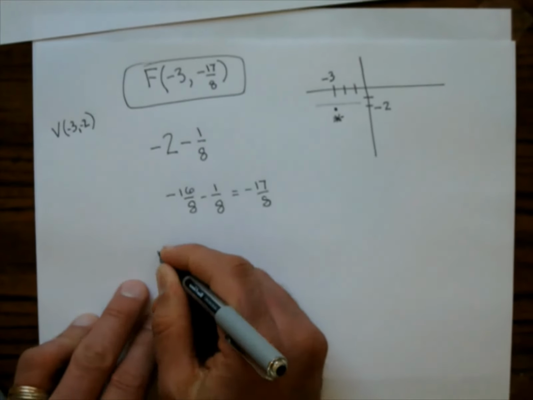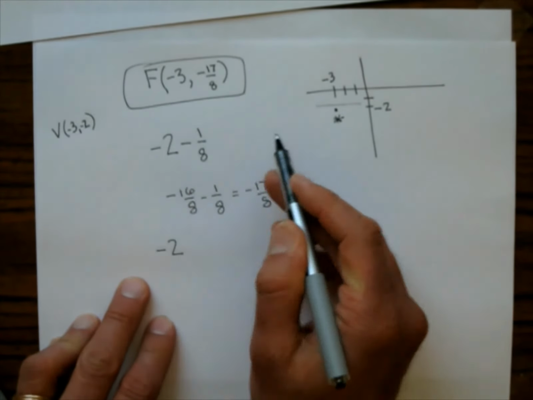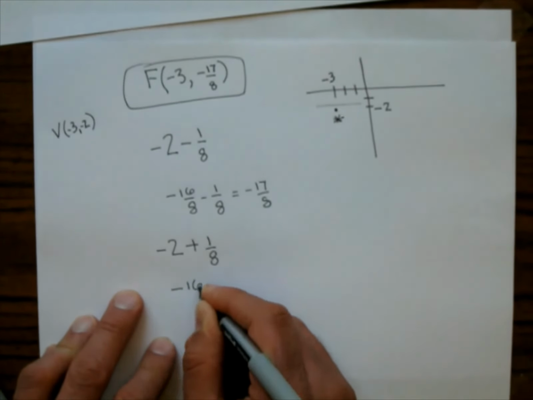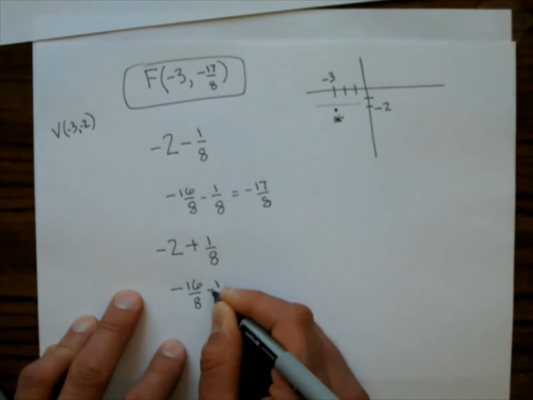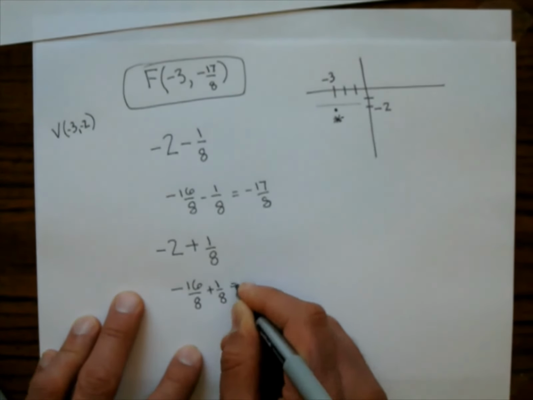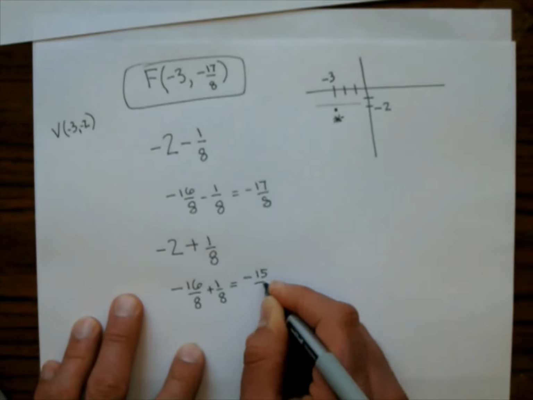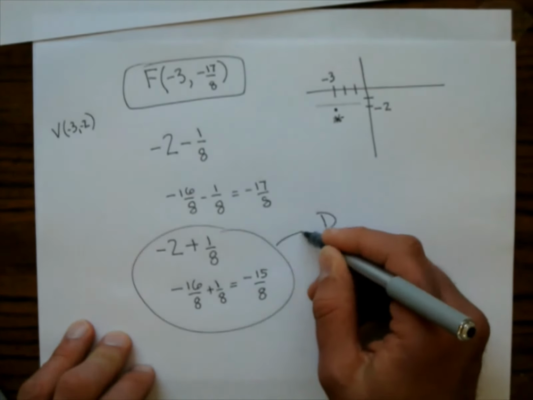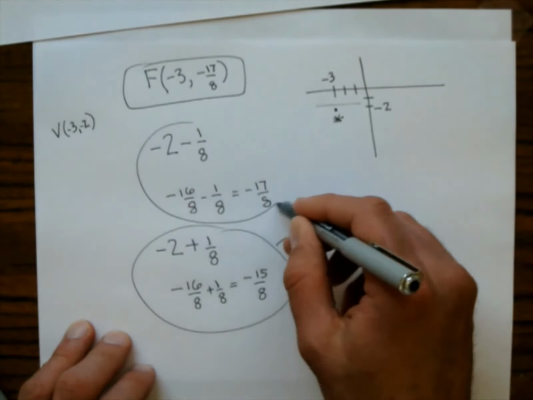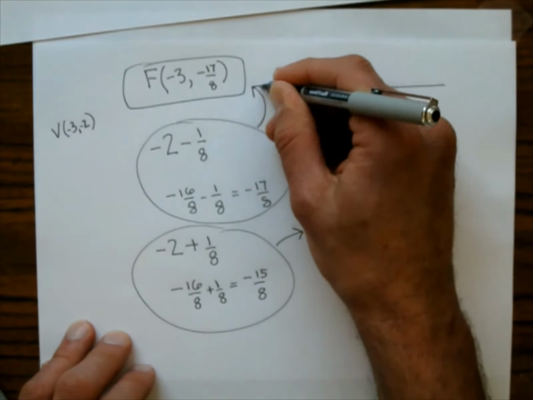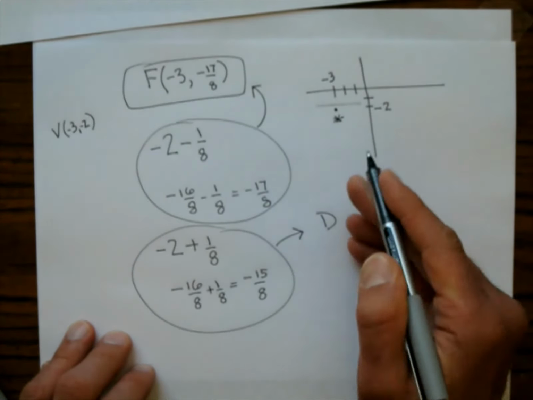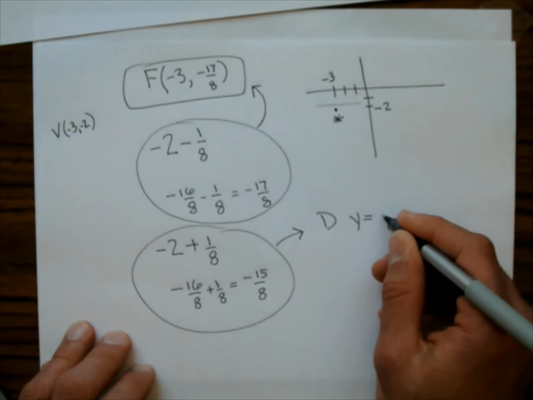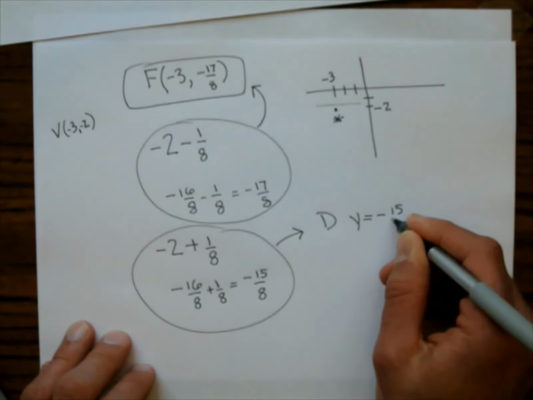And so it's going to be negative 2. Instead of minus an 8th, we're going to add an 8th. So negative 16 over 8 plus 1/8, which gives me negative 15/8. So this is what gives me the directrix. That's what gives me the focus. The directrix is going to be the line, a horizontal line, y equals negative 15/8.